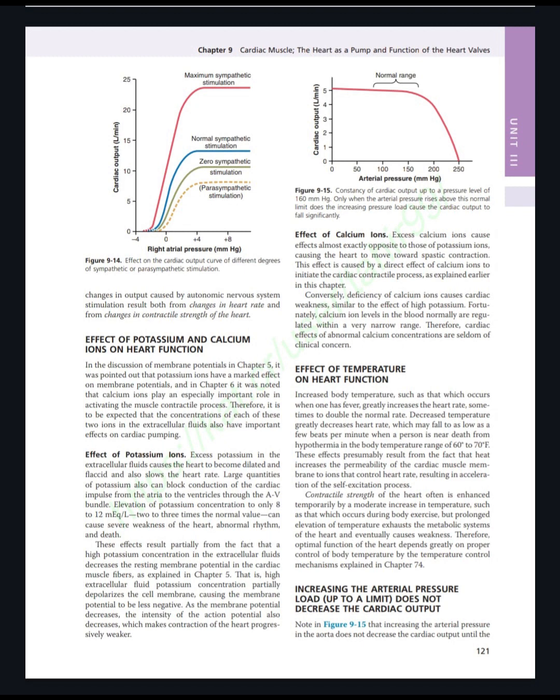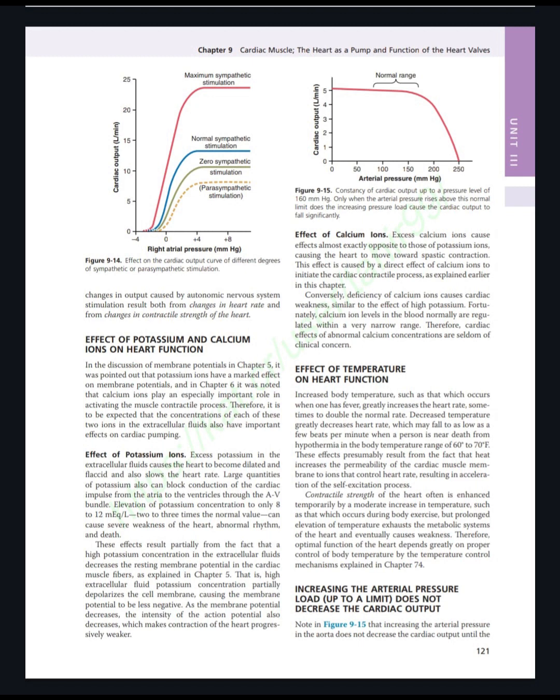Excess calcium causes an effect almost exactly opposite, causing the heart to move towards spastic contraction. This effect is caused by the direct effect of calcium ion to initiate the cardiac contractile process. Deficiency of calcium ion causes cardiac weakness, similar to the effect of high potassium. Fortunately, calcium ion level in the blood is normally regulated within a very narrow range. Therefore, cardiac effects of abnormal calcium are seldom of clinical concern.